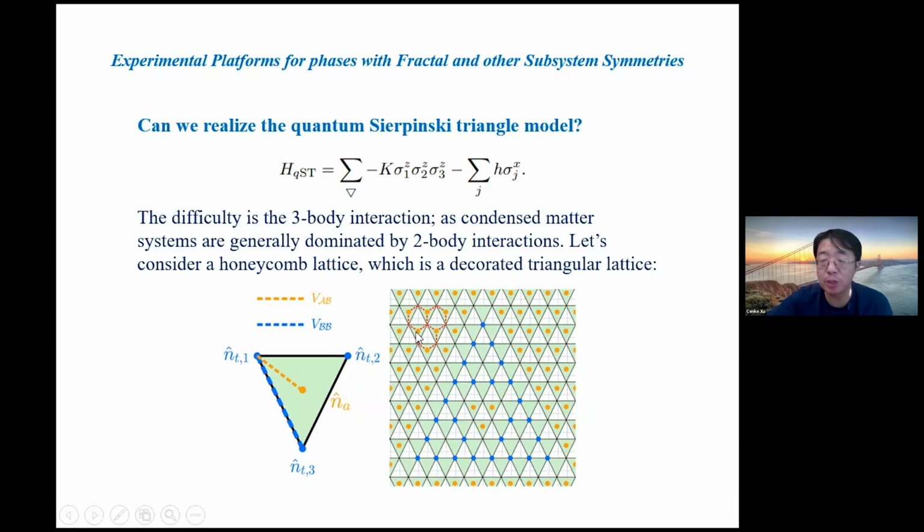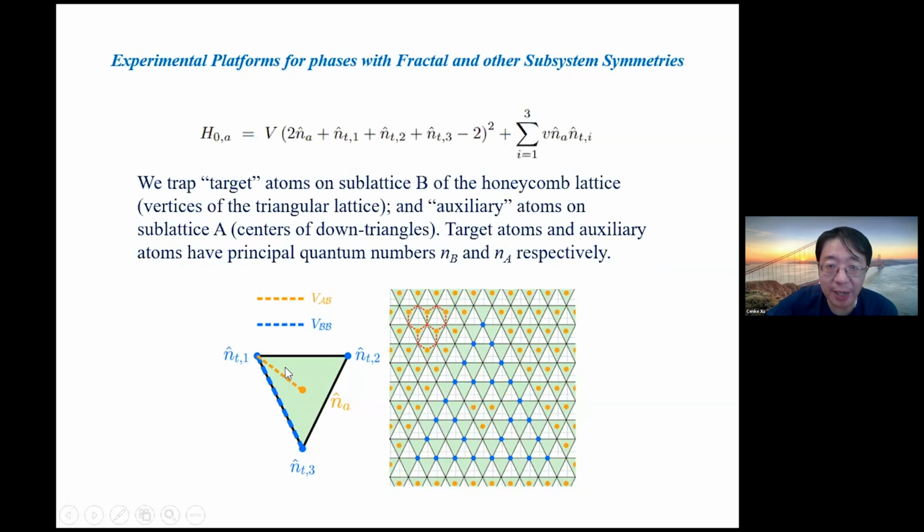Okay, so we trap atoms on a honeycomb lattice, but equivalently we can also say that we trap atoms on both the vertices and the center of the down-facing triangles of the triangular lattice. Basically we will call the atoms on the vertices of the down-facing triangle the target atoms, and we will call the atoms at the center of the down-facing triangle the auxiliary atoms. And then we will choose the principal quantum numbers for the target atom and the auxiliary atom as n_B and n_A, and we will choose them properly.